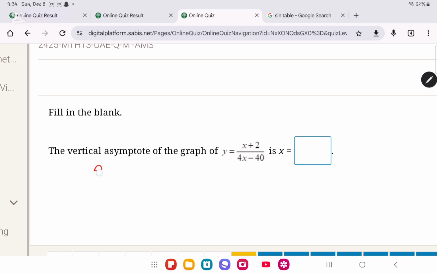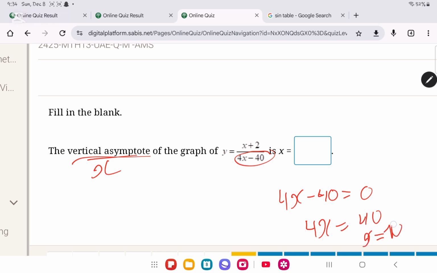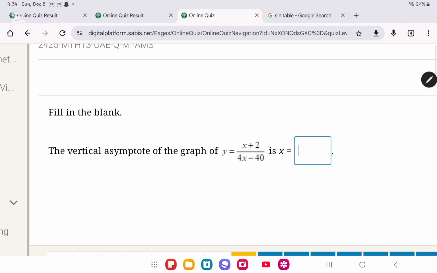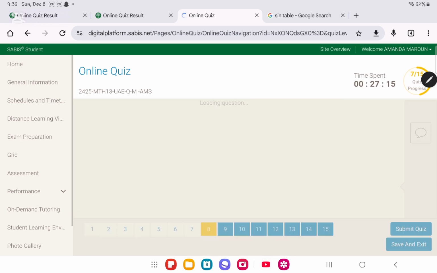If we move on to question number 8, they're asking for the vertical asymptote. The vertical asymptote means x. And whenever we're looking for the vertical asymptote of x, we need to solve the denominator. So for x minus 40 is equal to 0, x is equal to 40, x is equal to 10. So very simply, our answer is 10.